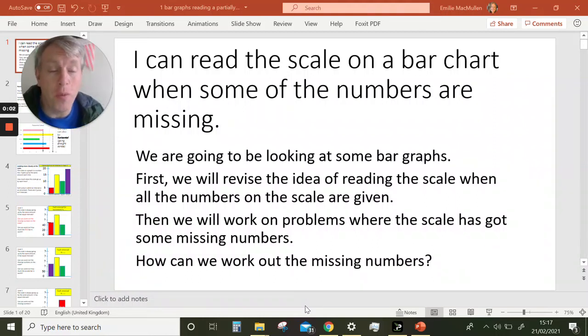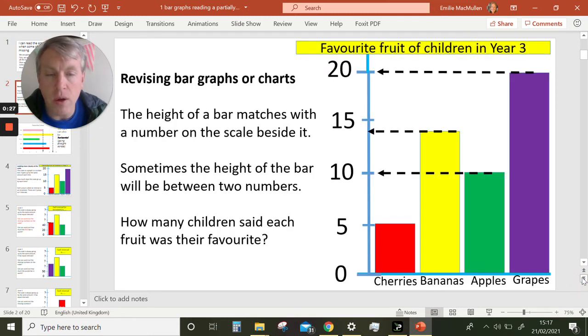Hello everyone. Well, we're going to be looking at bar charts in the next few weeks. Lessons, I should say. Bar graphs, we can call them, or bar charts. And in particular, we're going to be looking at bar charts when some of the numbers are missing. So let's just very quickly revise what we've been talking about.